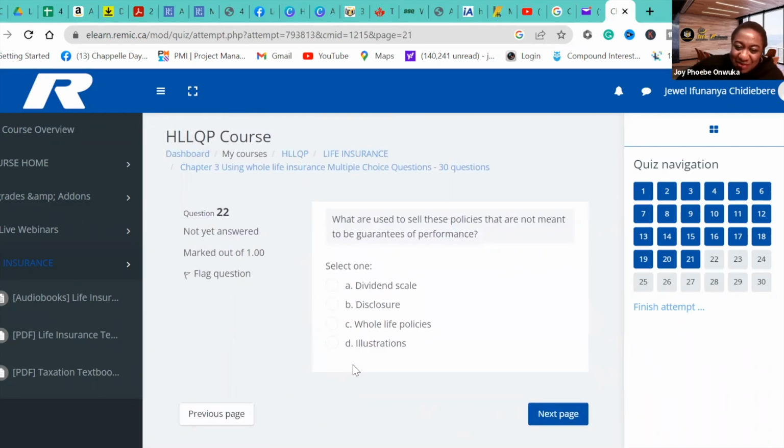Question 22. What are used to sell these policies that are not meant to be guaranteed or performance?